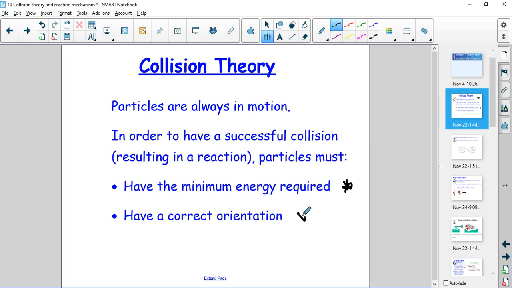Also, reactants, when about to react, have to collide in a certain orientation.